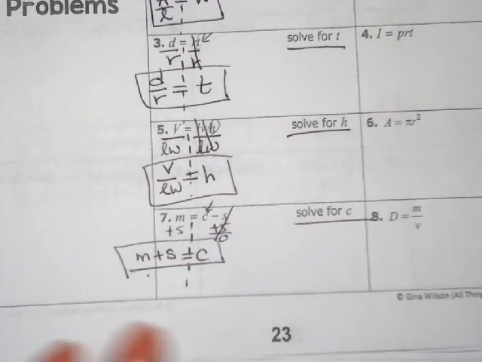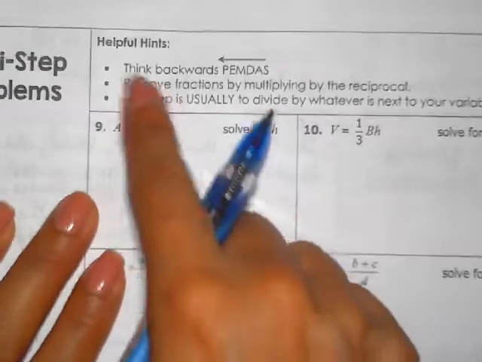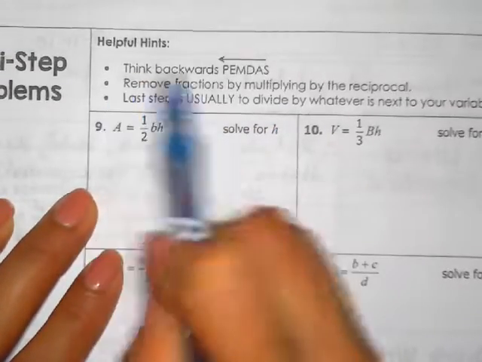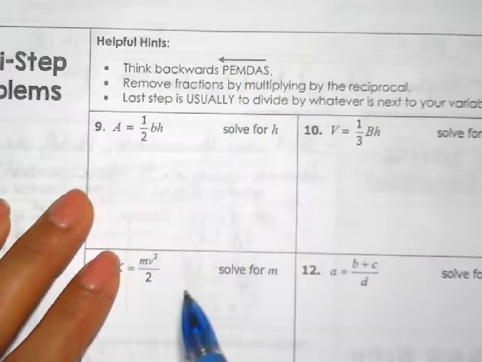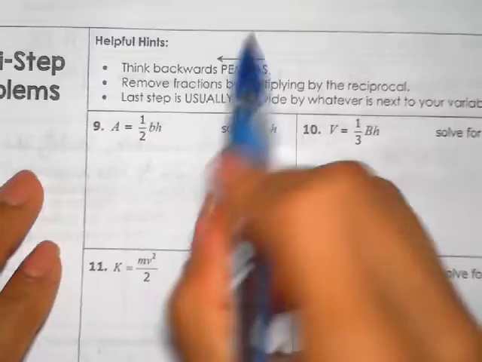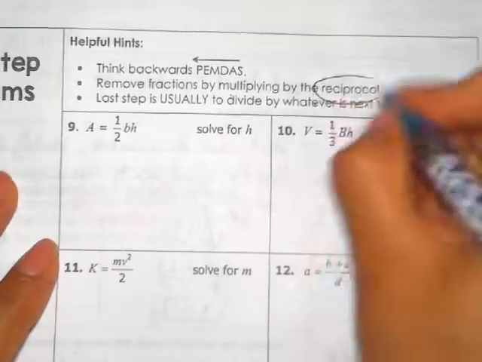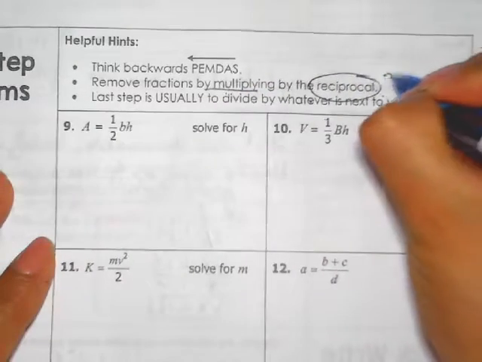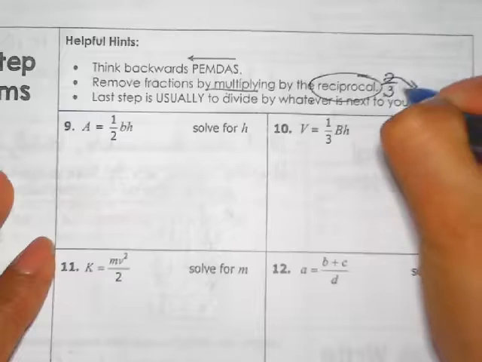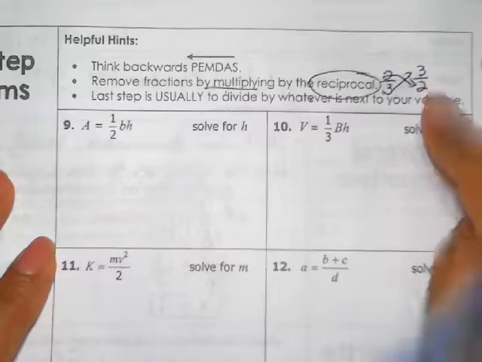Turn it over. Alright, top side is just some helpful hints. Think backwards from PEMDAS. And you'll see what I mean right now. Next, remove fractions by multiplying by the reciprocal. Very important. We're going to be multiplying by the reciprocal to get rid of a fraction. So if it's 2 over 3, we would flip it over, and it would be 3 over 2. So we would multiply by 3 over 2.